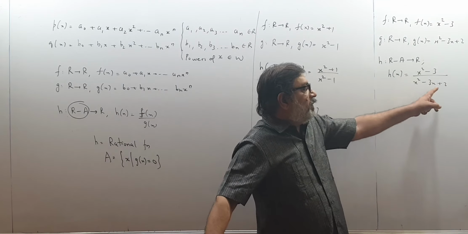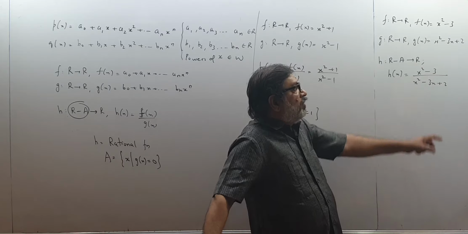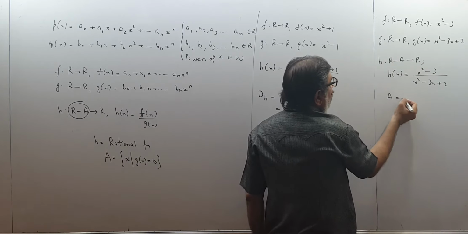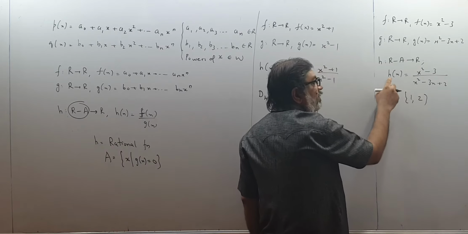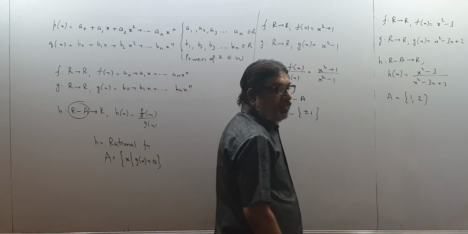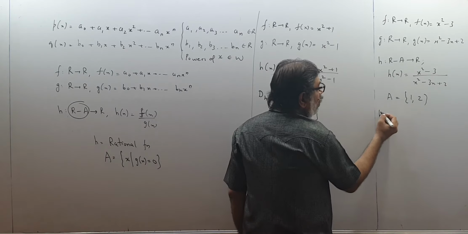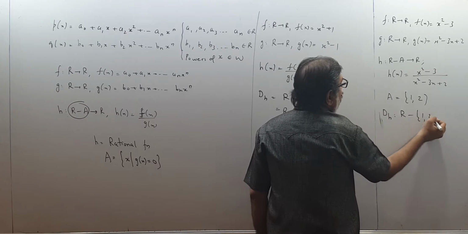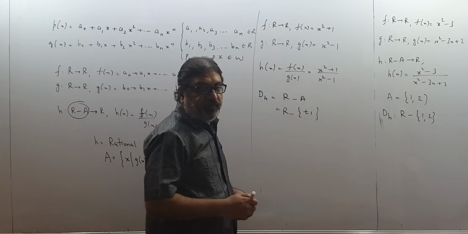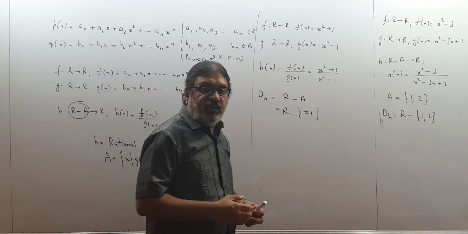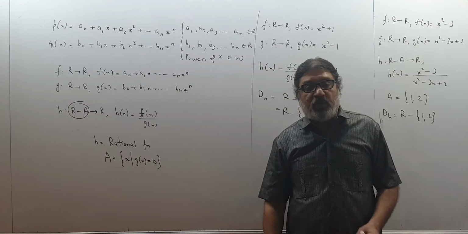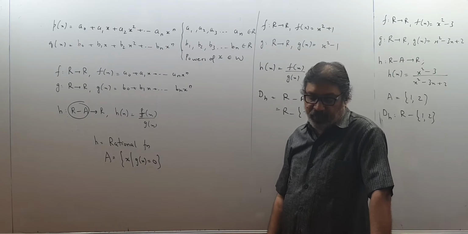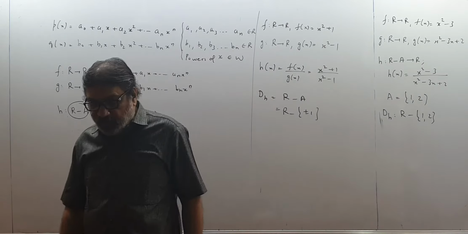Now you know this is becoming 0 at 1 and 2. So g(x) is 0 for 1 and 2. So what will be A? A will be the elements 1, 2. I have to remove them, otherwise h(1), h(2) will become undefined. So domain of h will be R minus {1, 2}. Like this you have to think. So this way we make a rational function. When we are having two polynomial functions, we take their quotient and we get a new rational function. Okay, please pause and copy, children.